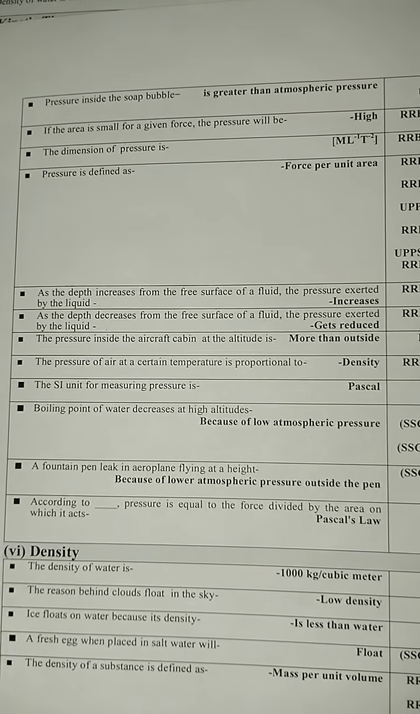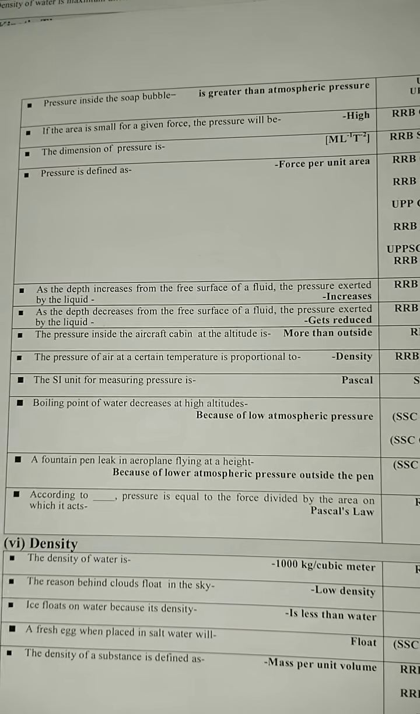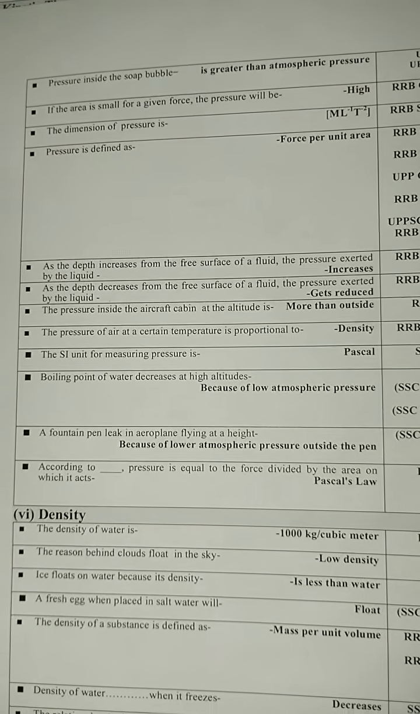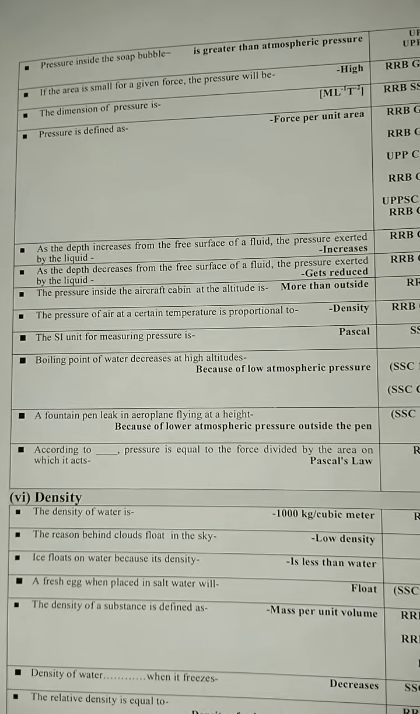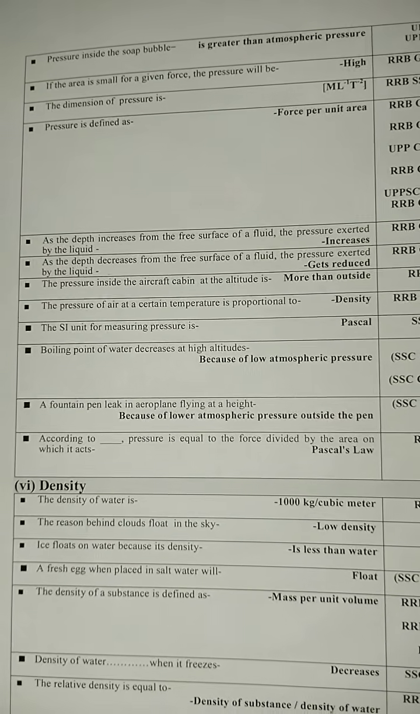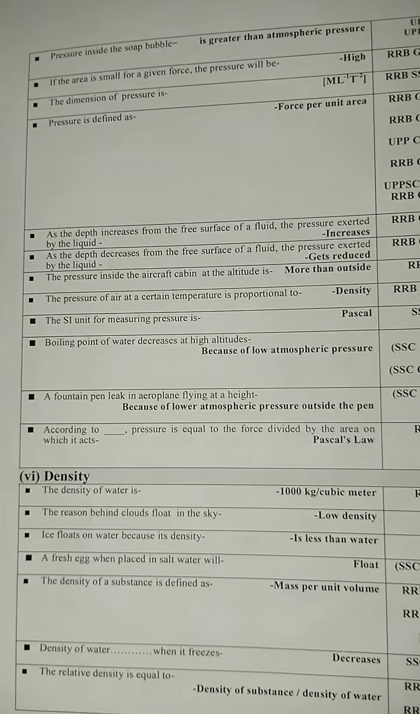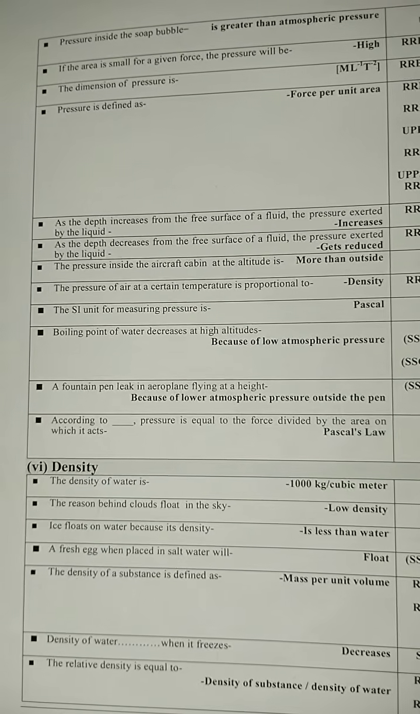For a given force, the smaller the area, the higher the pressure. The dimension of pressure is ML^-1 T^-2. Pressure is defined as force per unit area. As the depth increases from the free surface of a liquid, the pressure exerted by the liquid increases. As the depth increases from the free surface of fluid, the pressure created by the liquid gets reduced.